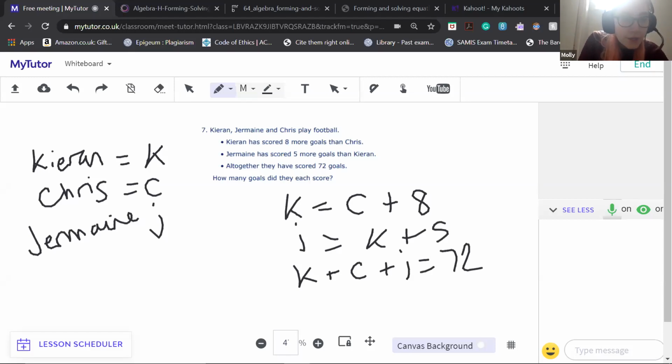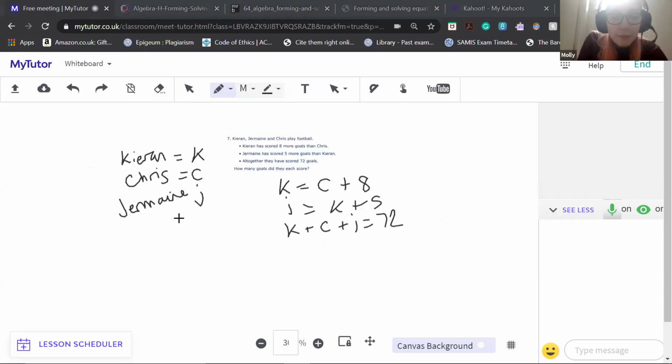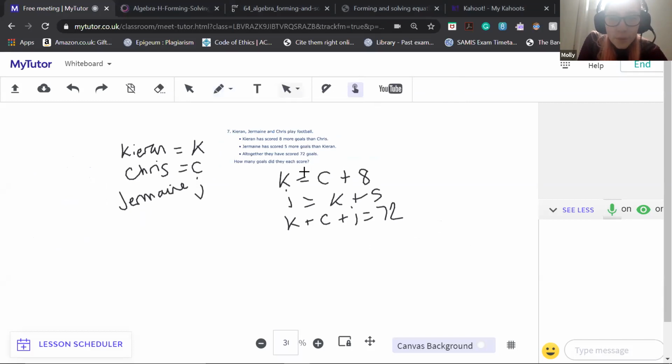So now we can write all of these. Oh, a couple of people have this already, which is awesome. Now, if we write all of these in terms of K, we can make this equation here just in terms of K, because obviously there are loads of possibilities for this. You know, it could be 1, 1, and 70, and so on.